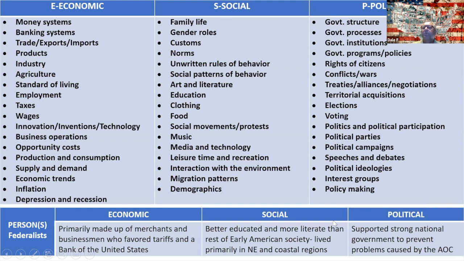Social, the Federalists were better educated and more literate than the rest of early American society, and they lived primarily in New England and coastal regions. And so you can see here that this fits demographics, it fits education, it fits social patterns of behavior. Okay. And finally, the political category of Federalists was that the Federalists supported strong national government to prevent problems caused by the Articles of Confederation.